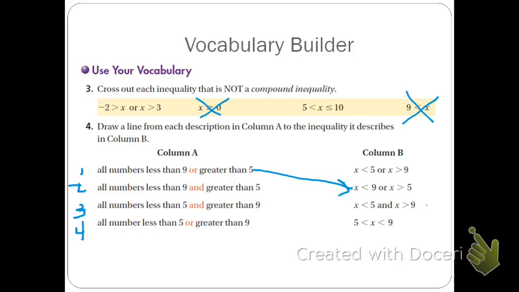Number 2, all the numbers that are less than 9 and greater than 5. Well, we know it can't be the first one because it uses the or statement, and we know it can't be the second one because we've already used it. So the last two in column B are both and statements. Which one says that all the numbers are less than 9? Well, here, there's our x representing less than 9. Do you see that statement right there? But x is greater than. Remember, you read it in the direction where you see your x is greater than 5. So number 2 has to be this last one right here.